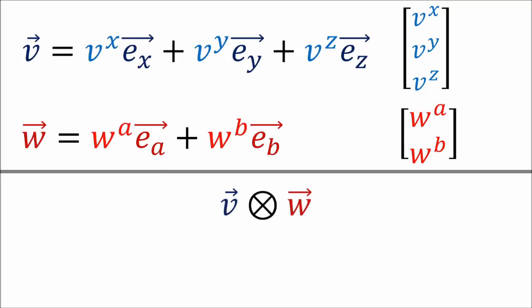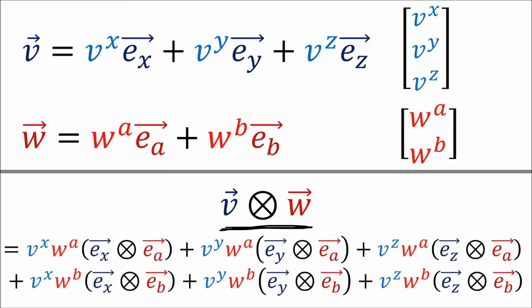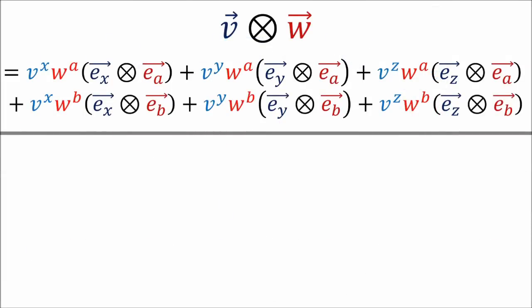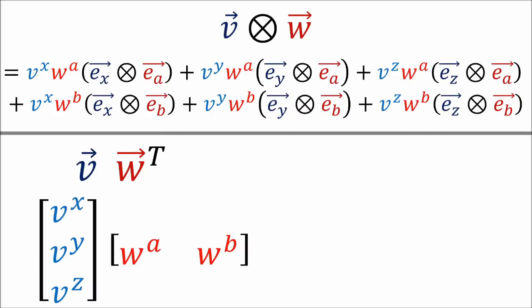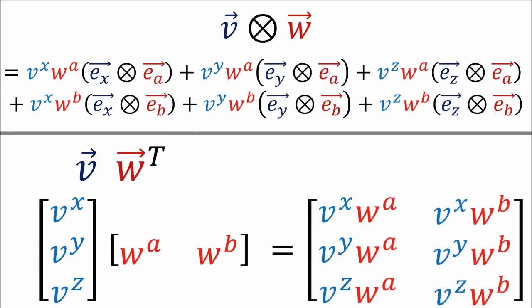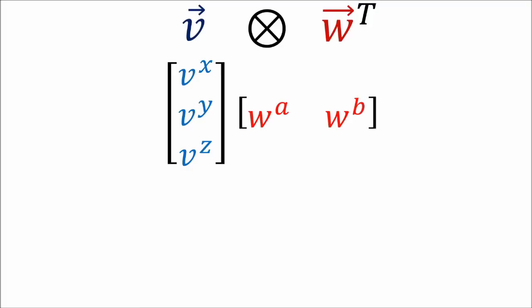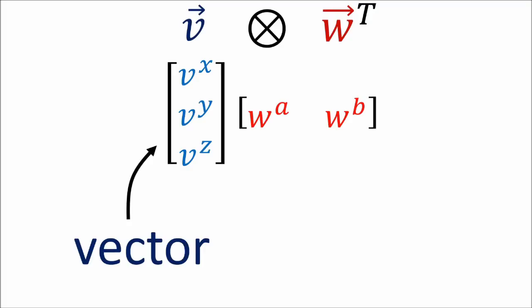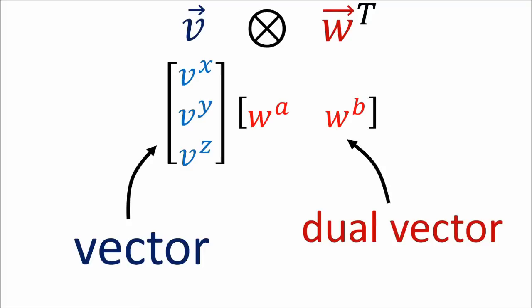The tensor product of a vector v in 3D space and a vector w in 2D space is a 6-dimensional vector. The new basis in 6-dimensional space uses all possible pairs of basis vectors from the 3D space and the 2D space. One way to think about the tensor product of v and w is as the column-row outer product of v and w transpose, which gives us 6 components. In this case, we're viewing v as a vector and viewing w transpose as a dual vector.